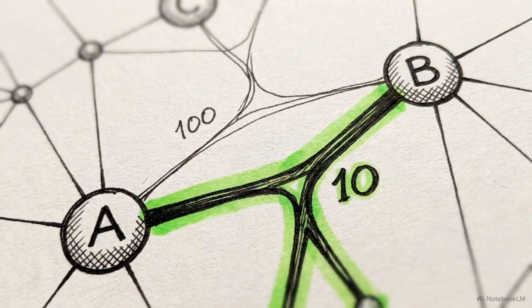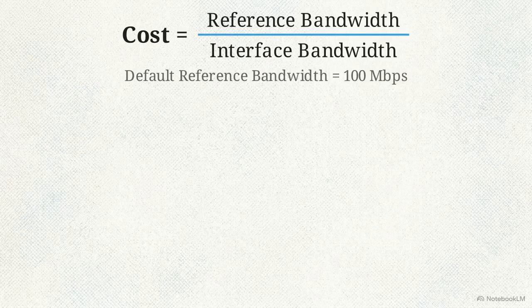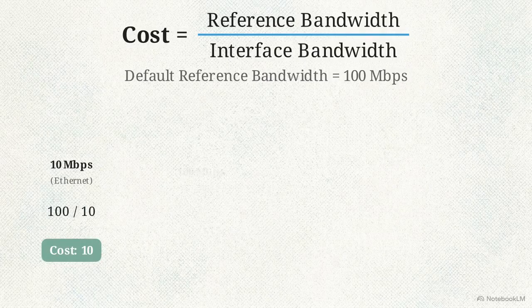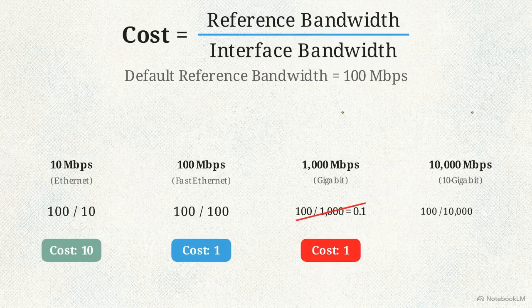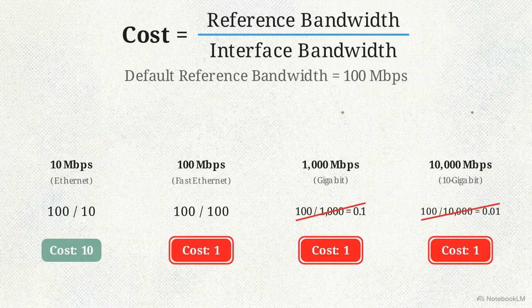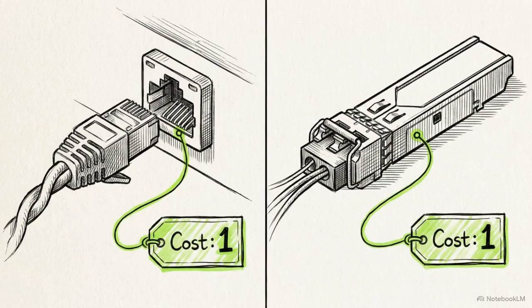The algorithm selects the optimal route based on the lowest cumulative cost. Cost equals reference bandwidth divided by interface bandwidth. The default 100 megabit reference over a 10 megabit link equals 10, but on modern hardware, 100 megabit, gigabit, and 10 gigabit links all receive a cost of 1, since OSPF rounds decimals up to 1. The algorithm effectively views a 100 megabit connection and a 10 gigabit fiber line as having equal value.